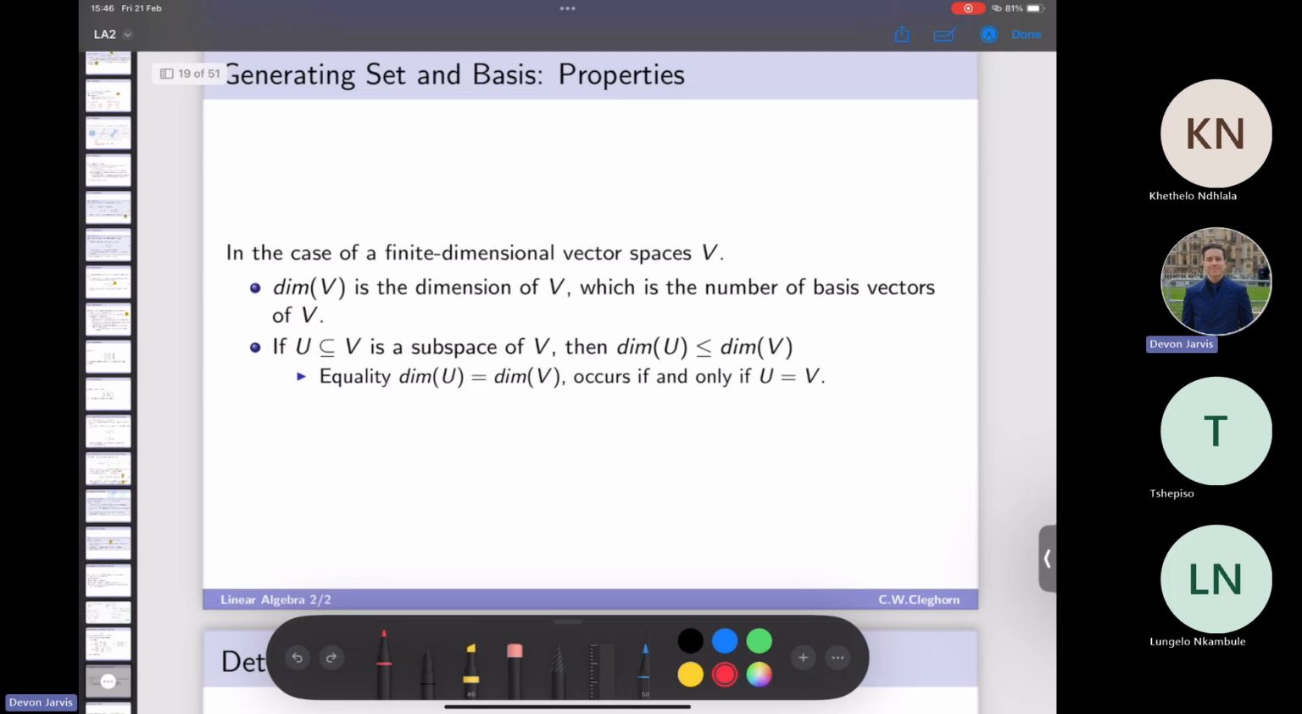In the case of finite dimensional vector spaces, the dimension of V, dim V, is the number of basis vectors used to represent V, right? If U is a subspace of V, then the dimension of U must be at most as big as V. It cannot be more than V, so it may be less, right? If they are equal, then this only occurs when they are actually the same vector space. So when you have vector subspaces, you will always be dropping a dimension, except in the trivial case where they are actually the same vector space.